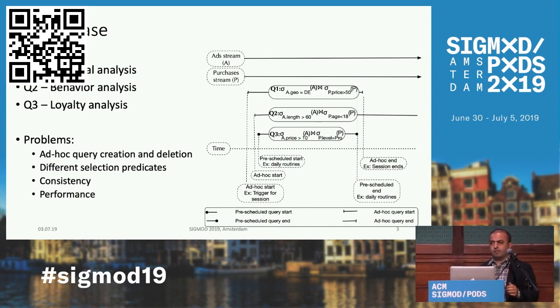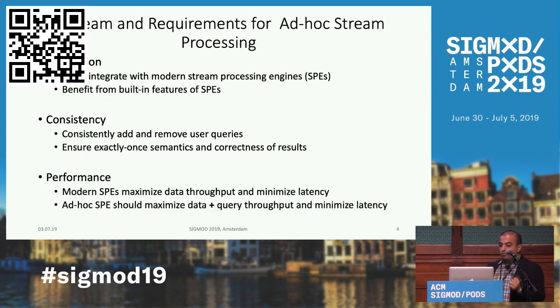And also we have different selection predicates. And those selection predicates are not only just binary operators such as equality, they can be also defined with user-defined functions. We have to also make sure the consistency and the performance is also another problem. So we propose AStream, and we build our solution based on 3 main requirements.